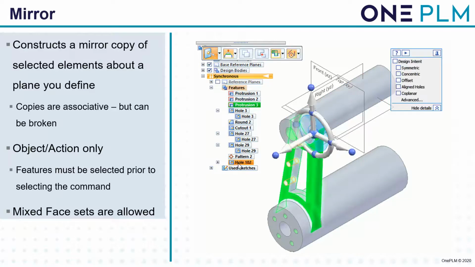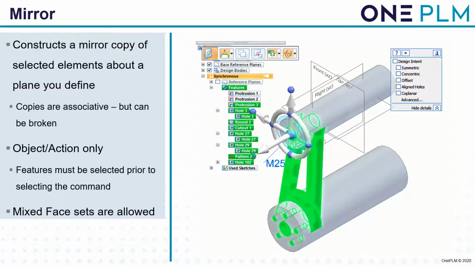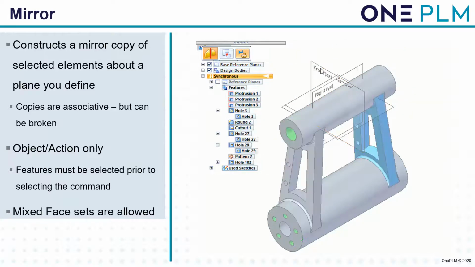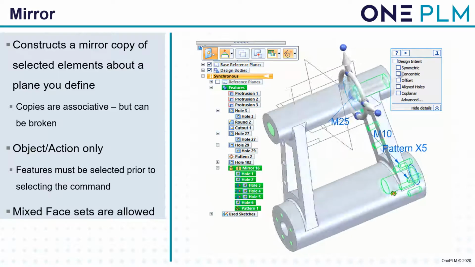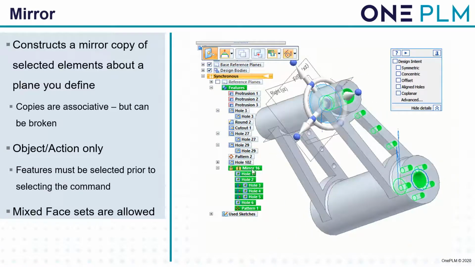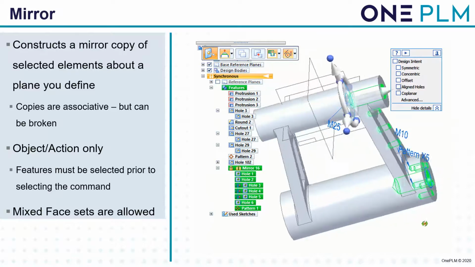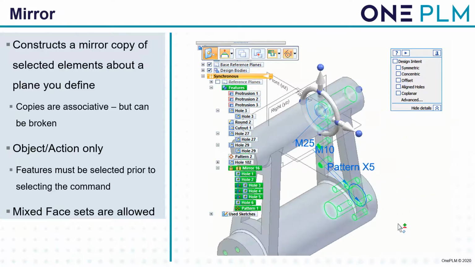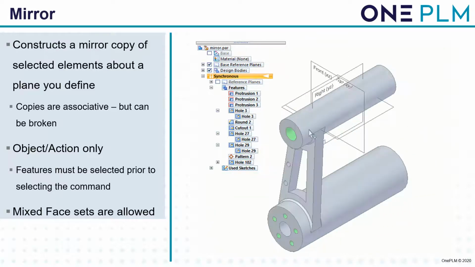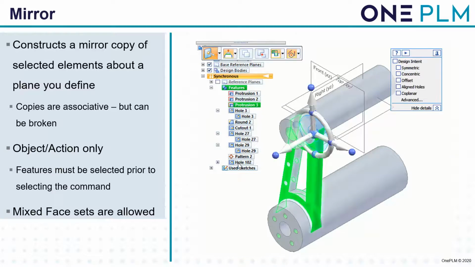So another feature reuse option is mirror. It constructs a mirror copy of selected elements about a plane that we define. The copies are associative but can be broken. We can see on there where it says mirror 16, the lock icon shows that that is actually associative at that point. We could right click on the mirror and click drop, and that would then drop those elements so they're no longer associative.